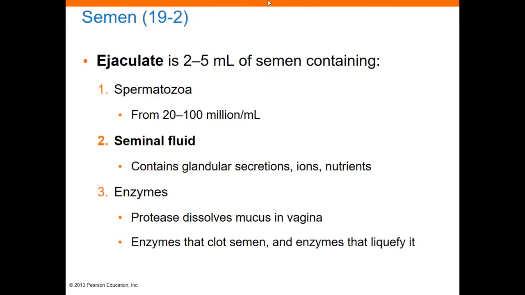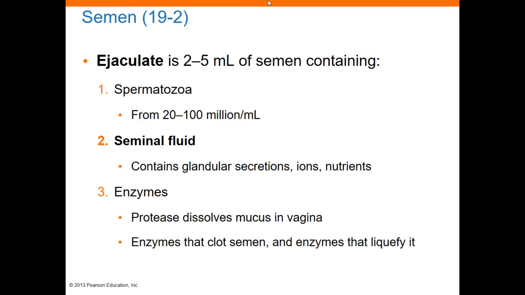So semen is comprised of the spermatozoa, the seminal fluid, and these different enzymes. Each ejaculate, or each time the male ejaculates, the volume of semen is about 2 to 5 milliliters. And we're going to have between 20 and 100 million sperm per milliliter. And having a lower sperm count could lead to infertility, or at least problems with fertility, if there's not that many sperm.